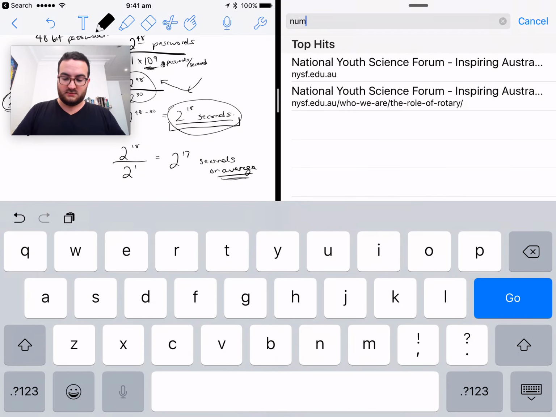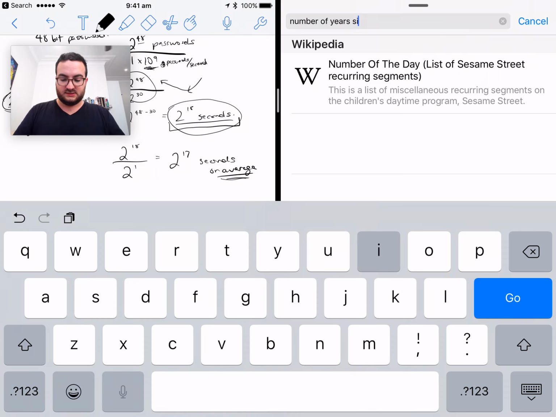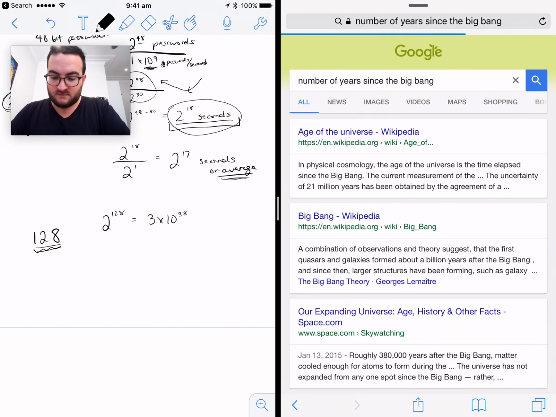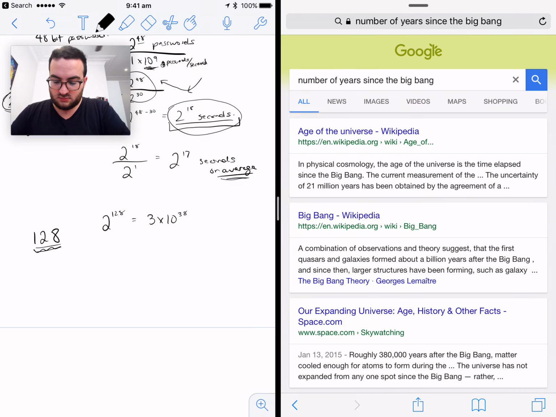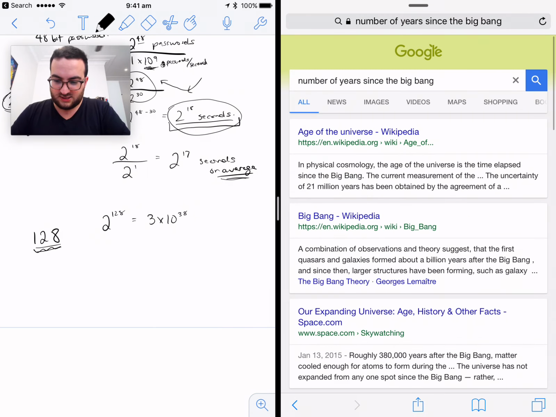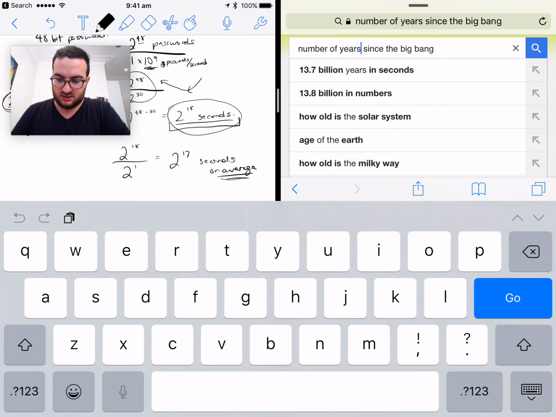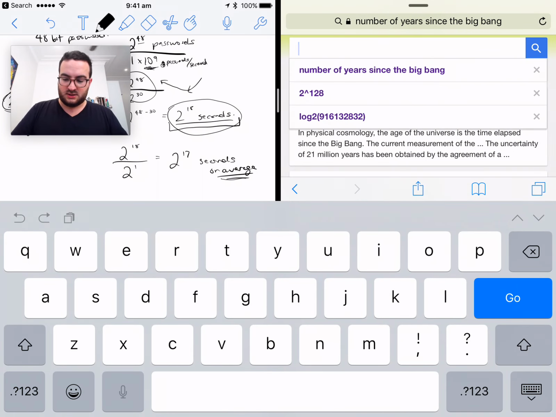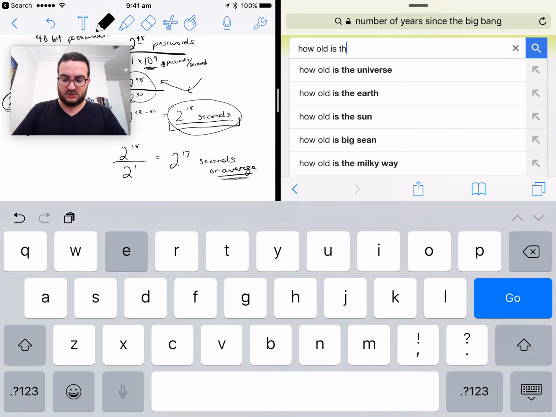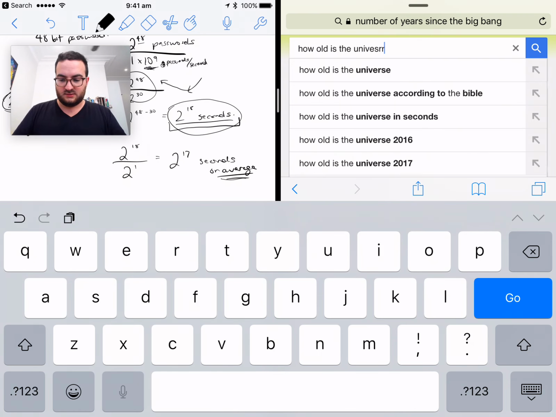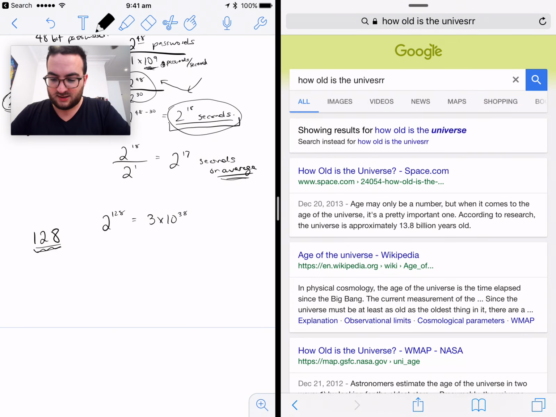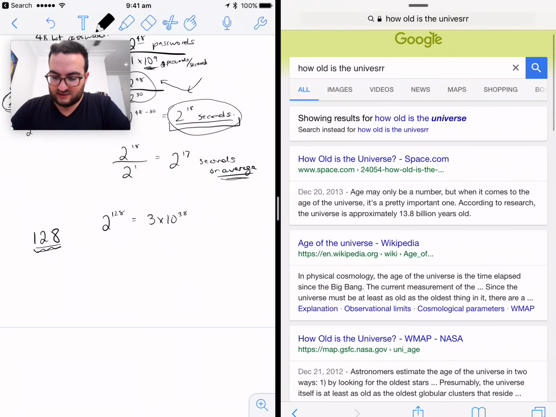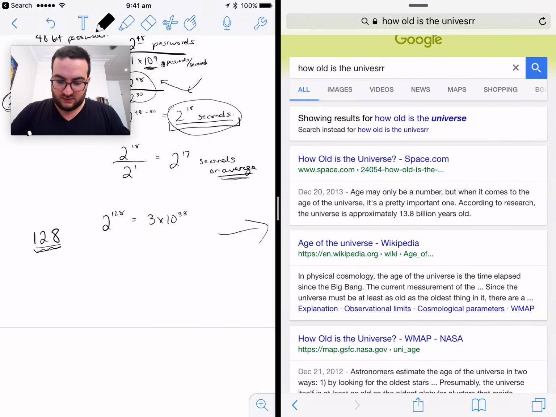And then number of years since the Big Bang. Oh, where is that number? Nothing tells me. Okay, hang on. How old is the universe? Maybe Google doesn't believe in the Big Bang. Okay, 13.8. You can probably see it just there.